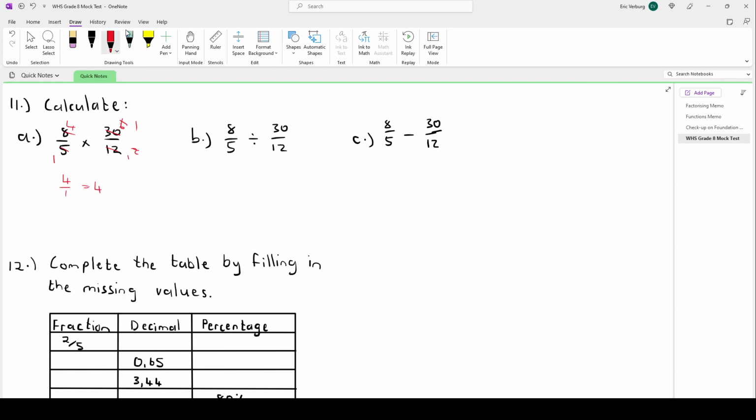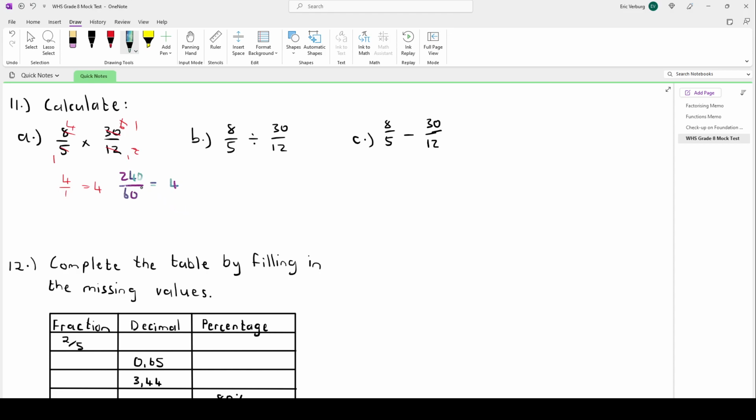But what we could have also done, this is a blueprint, let me just get that one. So what we could have also done is just do multiplication straight up. So 8 times 30, top times top, is 240. And then 5 times 12 is 60. And then just simplify that. So 240 divided by 60 is also 4.